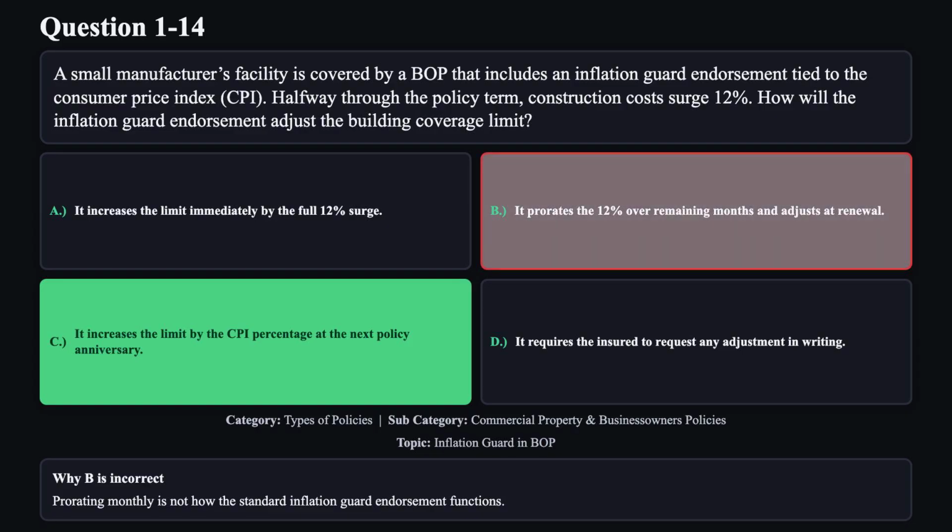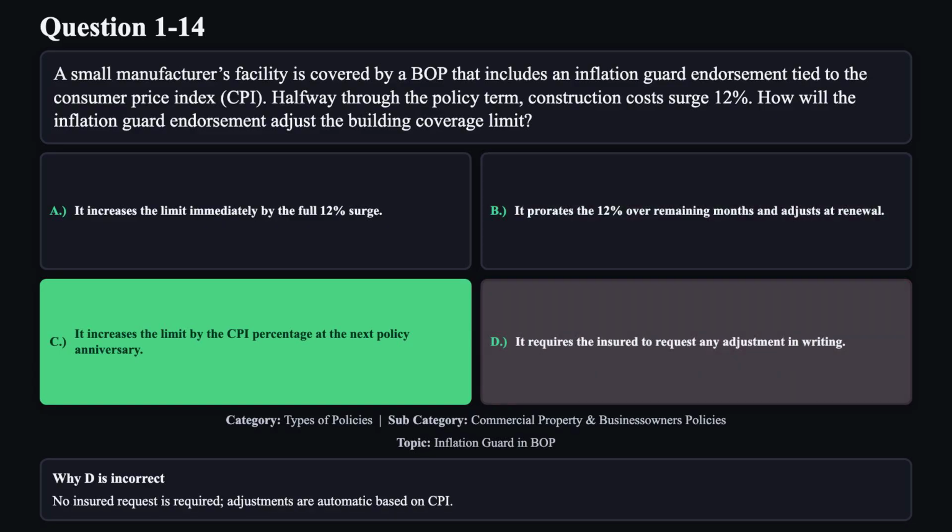Reason B is not correct. Prorating monthly is not how the standard inflation guard endorsement functions. Reason D is not correct. No insured request is required. Adjustments are automatic based on CPI.